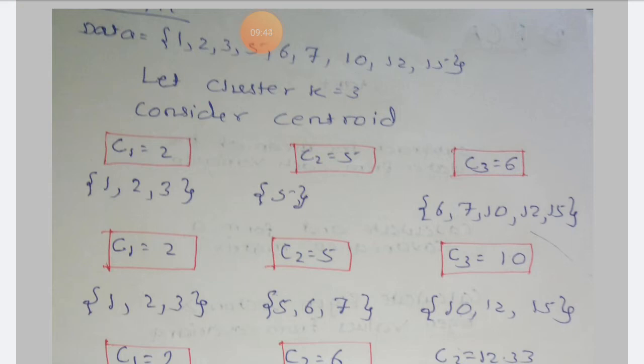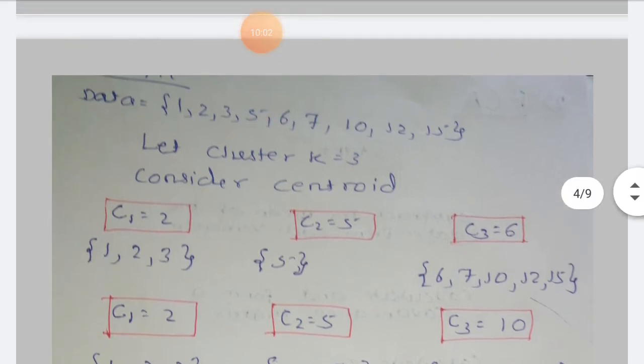Now find the centroids. 1 plus 2 plus 3 divided by 3, I am getting 2. Then for 5 I am getting C2 is equal to 5, and 6 plus 7 plus 10 plus 12 plus 15 divided by 5, I am getting C3 is equal to 10. Now compare this C1, C2, C3 with the previous C1, C2, C3. Are they the same? No. C1 and C2 are the same, but C3 has changed from 6 to 10. Then again repeat the procedure.